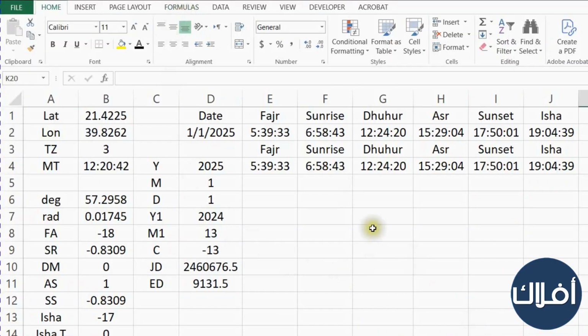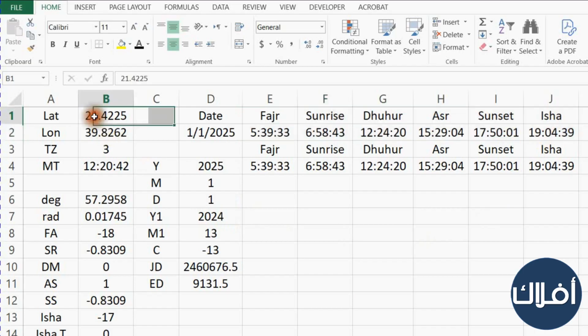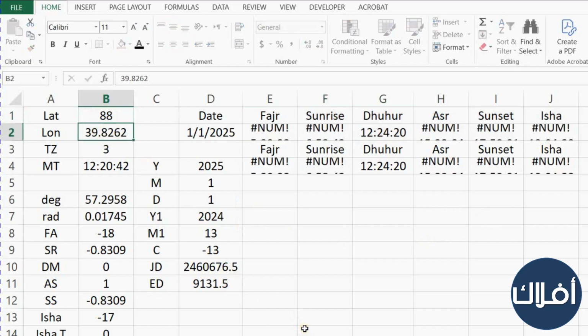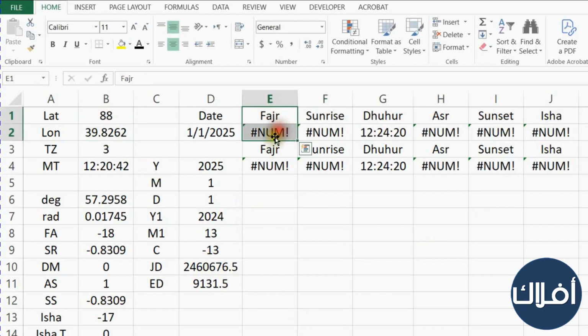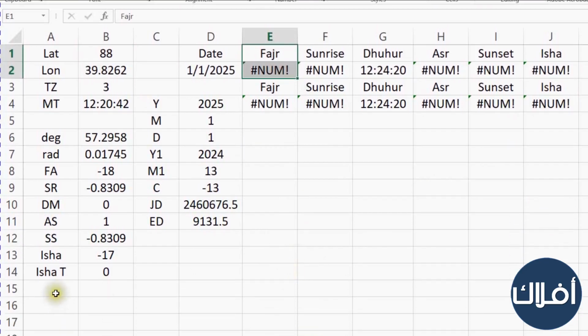If we go back to the Excel file that we built in the previous episodes, and if you haven't watched them, it's better to follow this series from the beginning so you have the complete file. If we use a latitude in the north, we see that it's not possible to calculate Fajr prayer time because the sun does not reach the required angle.